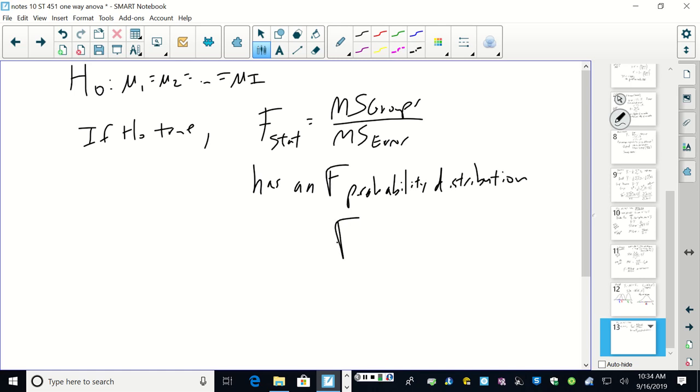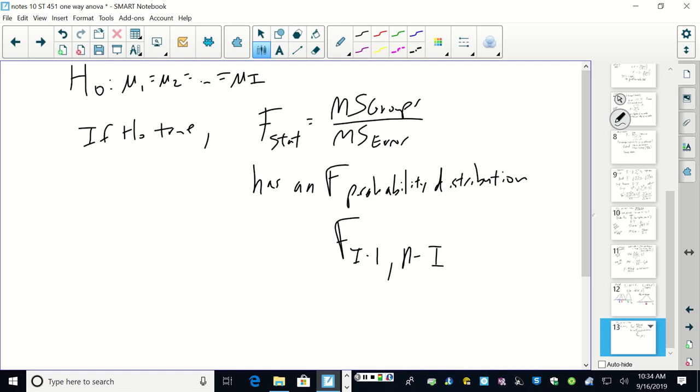An F distribution is a ratio of two random variables, so it has 2 degrees of freedom. This one is I minus 1. Remember, there are I groups, so it's 1 less than the total number there. And the mean square error has n minus I degrees of freedom, the total sample size minus I.